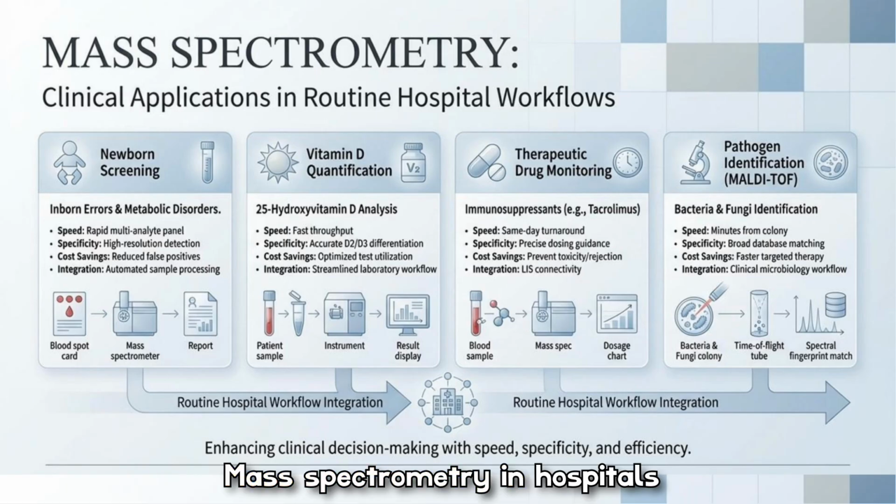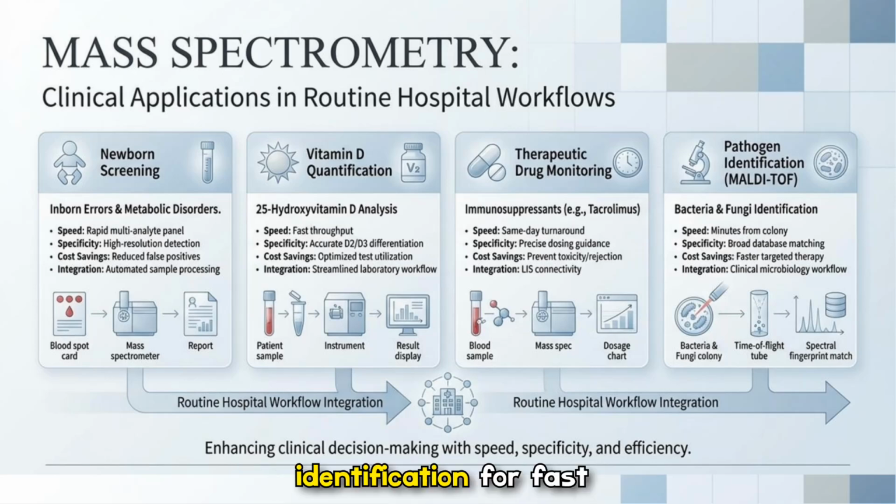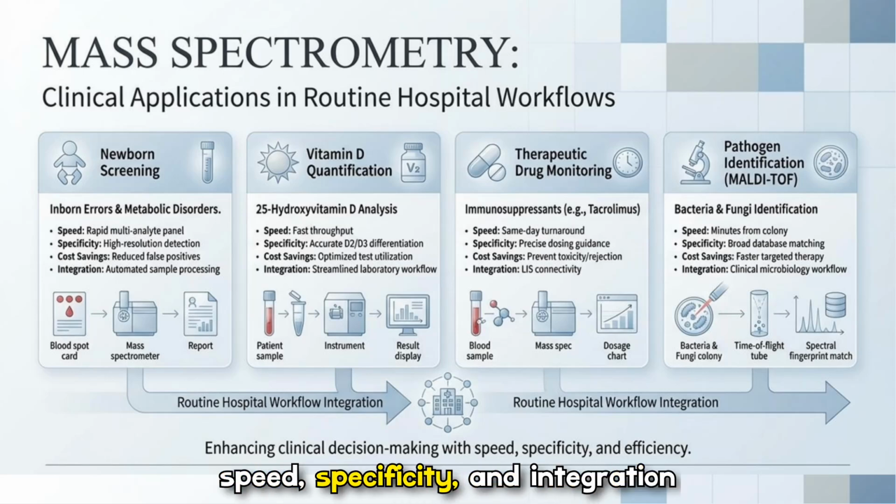Mass spectrometry in hospitals supports routine clinical workflows across many applications. Examples include newborn screening for metabolic disorders, rapid vitamin D assays, therapeutic drug monitoring for dosing guidance, and MALDI-TOF pathogen identification for fast microbiology results. These implementations emphasize speed, specificity, and integration with lab systems, ultimately enhancing clinical decision-making by delivering accurate, actionable data to clinicians in a timely manner.